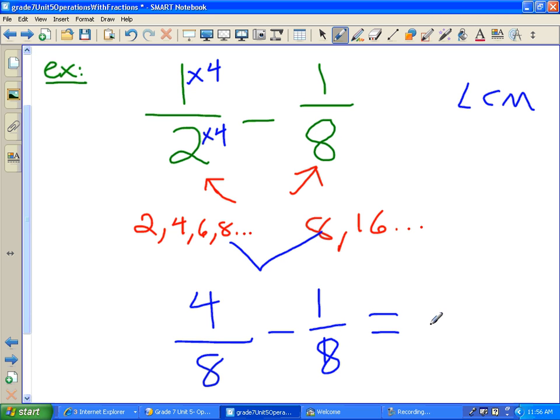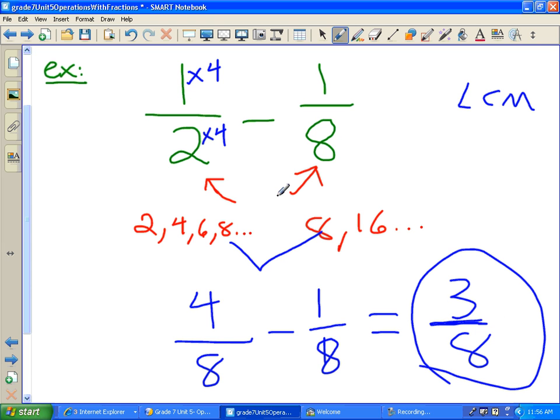Now it's just simply a subtraction problem. 4 take away 1 is 3, and of course, we're left with 8ths. So that's always what you'll do. Sometimes you can just look at it and tell right away what they have in common.